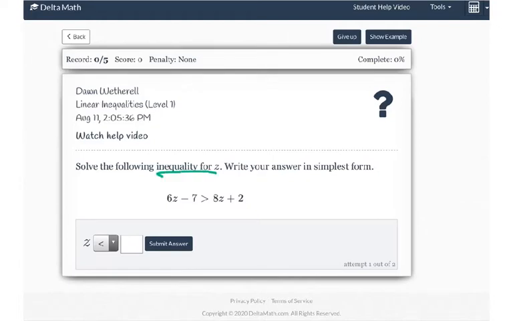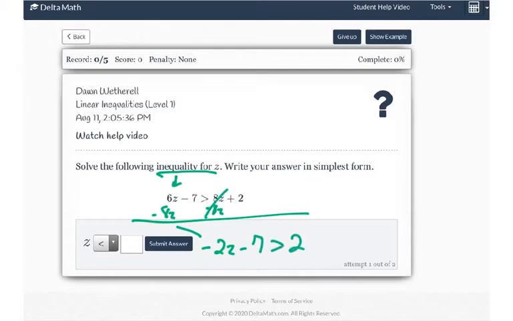So I'm going to get the variable on the same side. It doesn't matter what side you choose to do, but I like to have the variables for inequalities on the left side. So I'm going to minus 8z to both sides. Again, there's multiple ways to do this. So I get a negative 2z minus 7 greater than 2. I need to get that z by itself, so I have to add 7 to both sides. So I have a negative 2z is greater than 9.